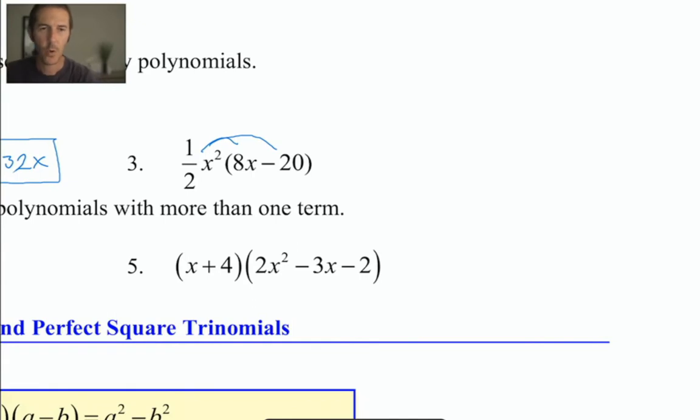Let's say the 1/2 times the 8 gives us a 4. The x squared times the x gives us x to the third, because there's an x to the 2 and there's an x to the 1. We're multiplying, so add the exponents, we get x to the 3. And then the minus sign. And the 1/2 times the 20 is a 10. And there are no other x's other than the ones that we're distributing with the x squared. So we end up with -10x squared.